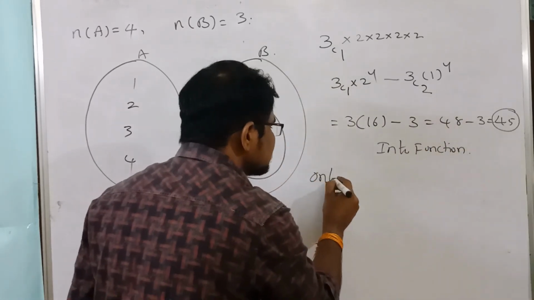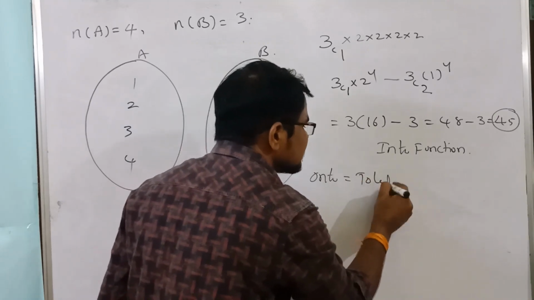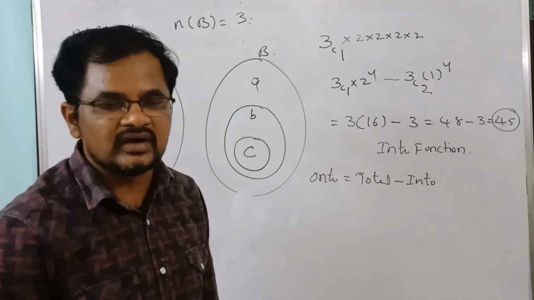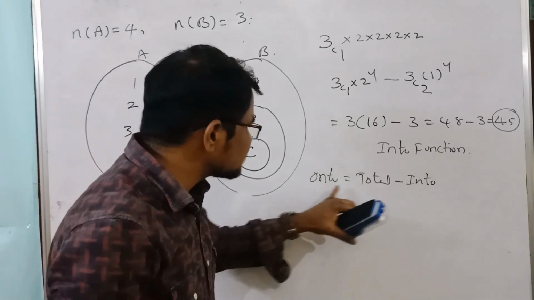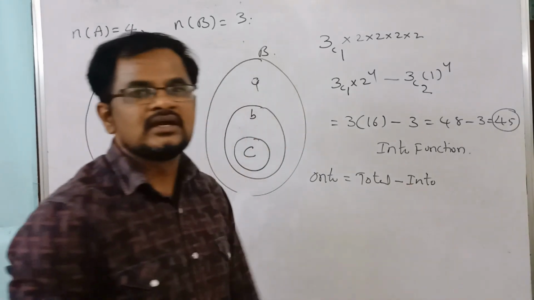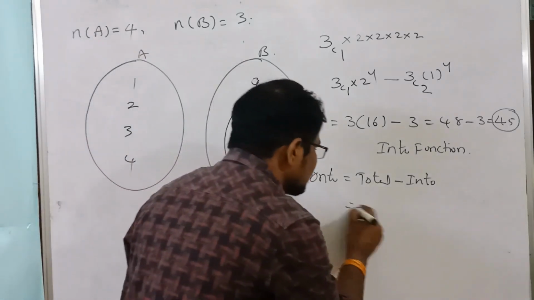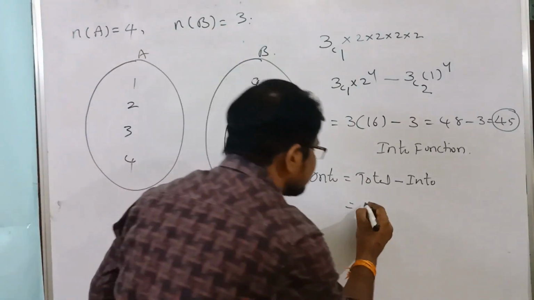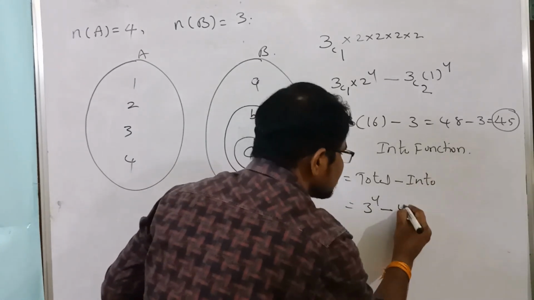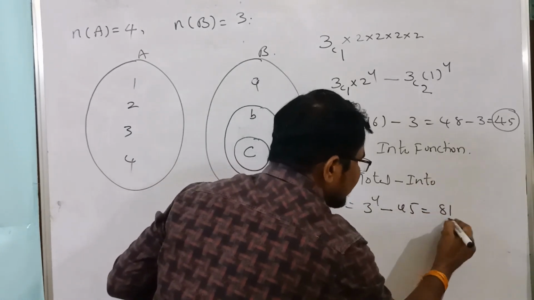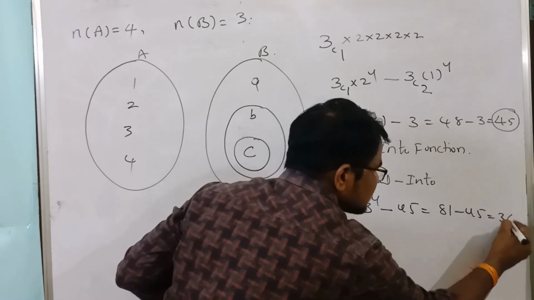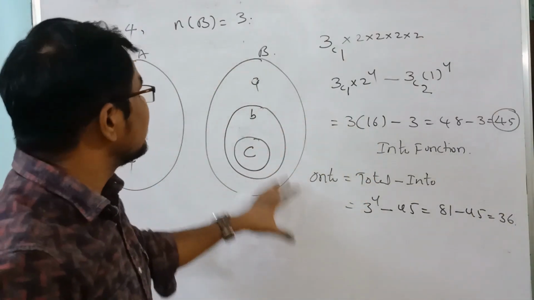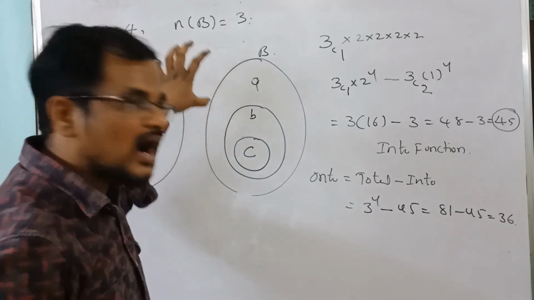Now, onto functions. Onto functions equal to what? Onto functions equal to total number of functions minus into functions. That is equal to total number of functions, which is what? 3 to the power of 4, minus into functions 45. So 81 minus 45. That is equal to what? 36. Right? Now like this we have to find the number of onto functions.